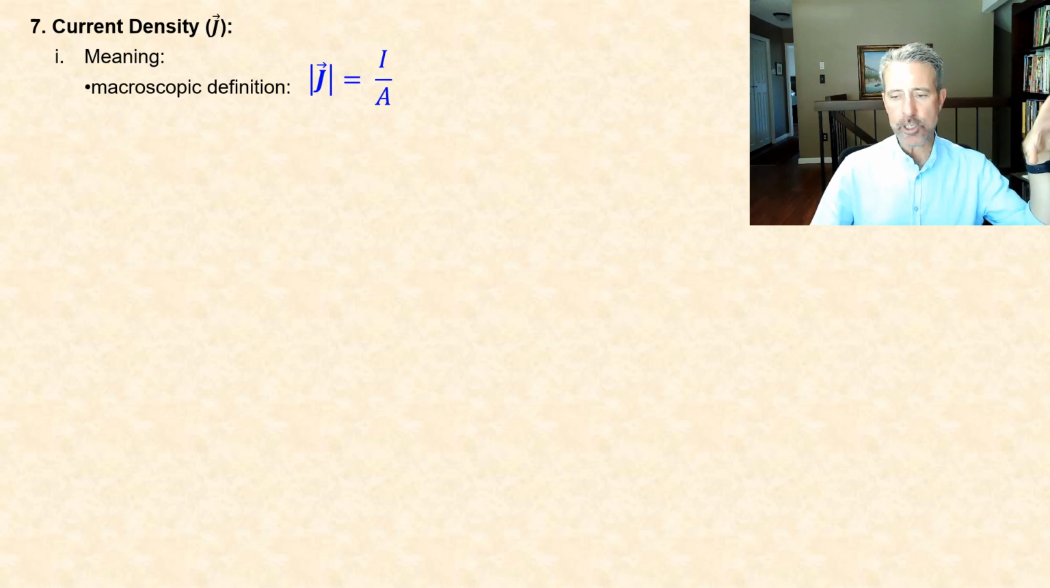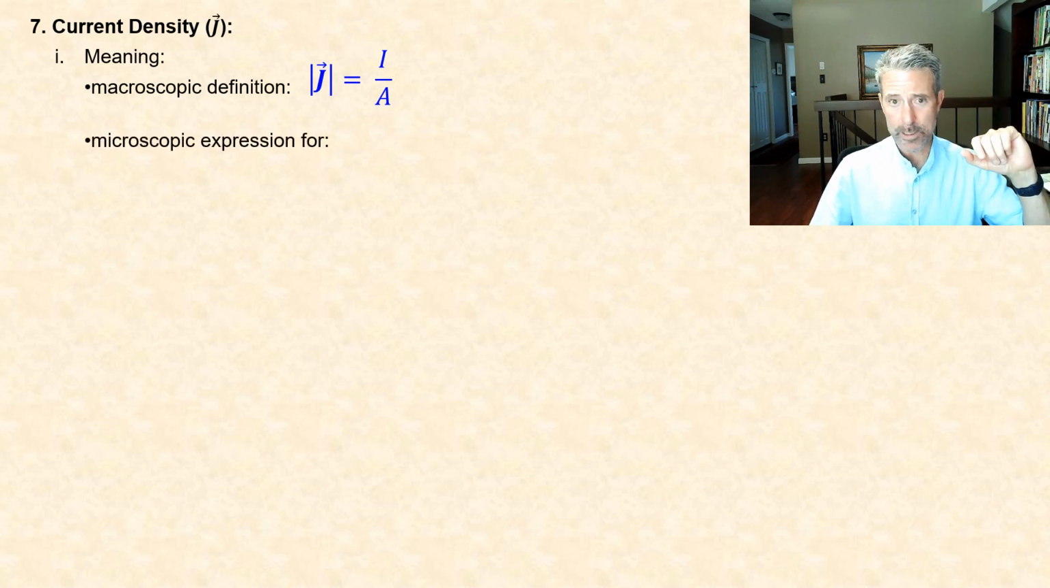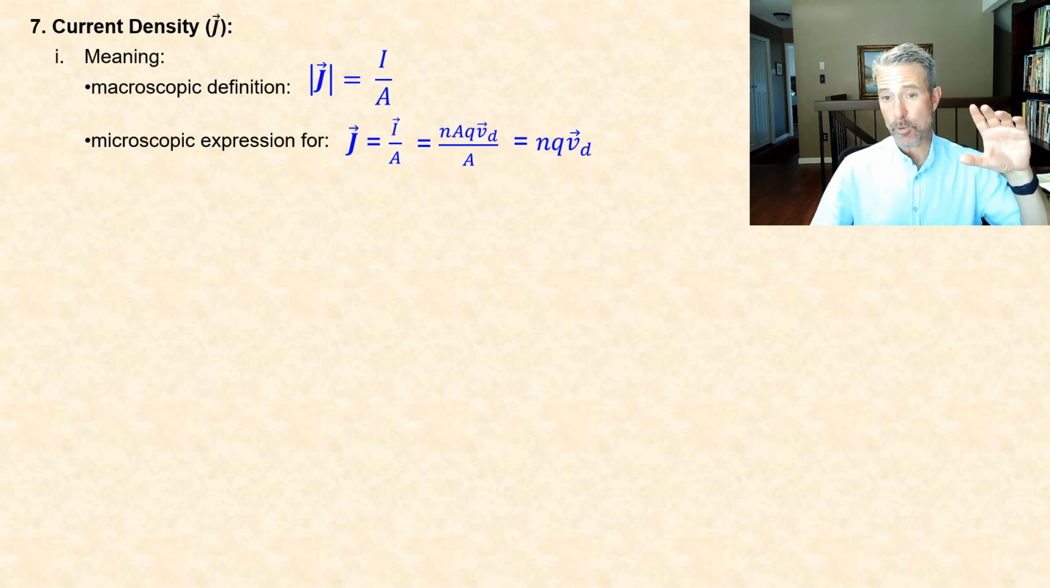So when we look at the current moving through a certain region of space and divide by the cross-sectional area of that region of space, we now really have a measure of the current at a single point in space. This is what we call the current density. So we can take this ratio of current per area using our microscopic model for current, plugging in our microscopic expression for current here, nAqv_d, dividing by the cross-sectional area, and we come up with this simple relationship.